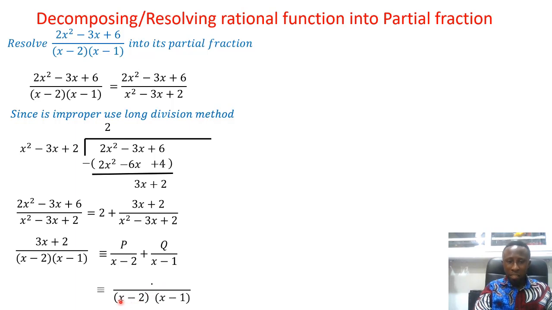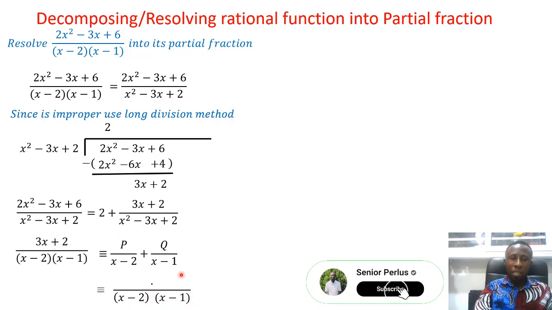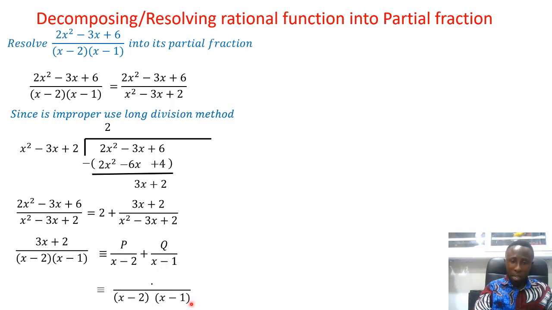Now, this LCM divided by this denominator, the answer that we get, we use to multiply the p, plus the LCM divided by this denominator, the answer that you get, you use to multiply the q. Simple as that. So s minus 2 times s minus 1 divided by s minus 2: this s minus 2 will cancel this s minus 2, leaving s minus 1, times the p, plus s minus 2 times s minus 1 divided by this, so this s minus 1 cancels this s minus 1, leaving s minus 2 times the q. So this is what we are saying.